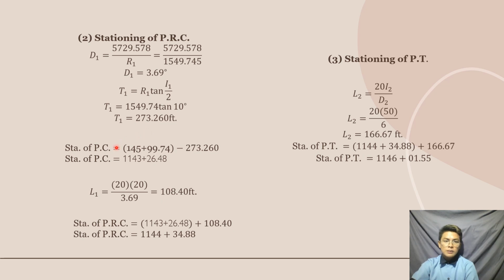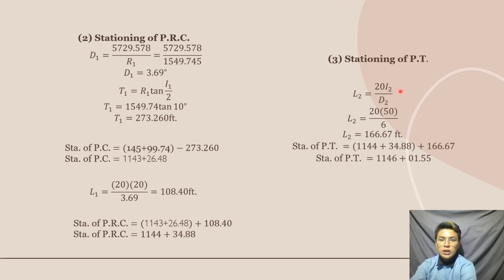Next is the station of PC. So we must subtract T1 from the PI. Then we will get our PC 143 plus 26.48. Next is our L1. Using the formula 20 I1 divided by D1, L1 is equal to 108.48. Last but not the least, our station of PRC is by adding station of PC plus our L1. So we will get 144 plus 34.88.